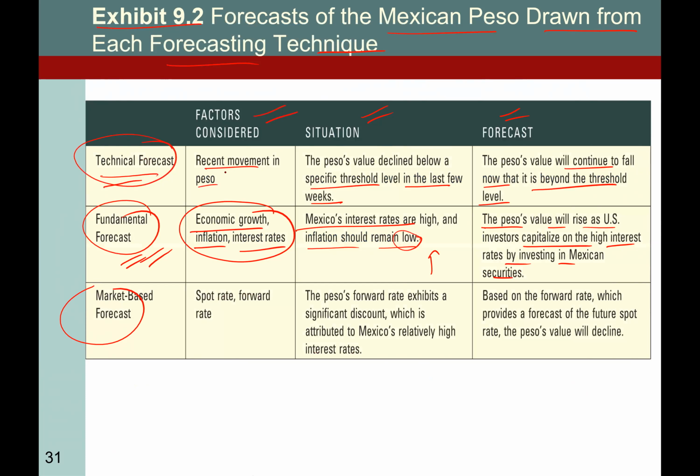Market-based, your factors are spot rate and forward rate. Situation is that the peso forward rate exhibits a significant discount, which is attributed to Mexico's relatively high interest rate. So based on your forward rate, which provides a forecast of the future spot rate, the peso will decline. Why? Because the forward premium percentage is negative, a discount. It means the peso will decline. Any question?